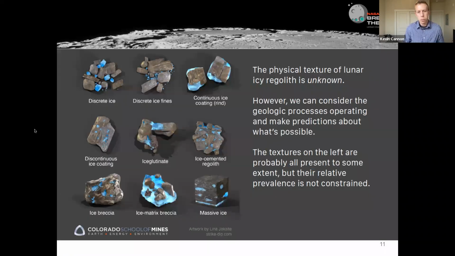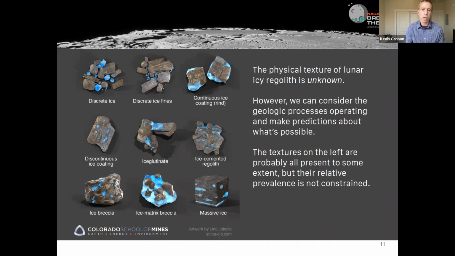Okay, so I mentioned before that we really don't know what the texture of the ice is at the poles because we haven't gone down there to actually pick up samples and see what they look like. So on the left here, this is a graphic that we've created that's meant to show some different possibilities of what we could have. So in theory, we could have discrete grains of ice that are kind of mixed into the soil. Those could be coarse grains, they could be really fine. We could have a coating of ice or a rind on these grains of regolith.